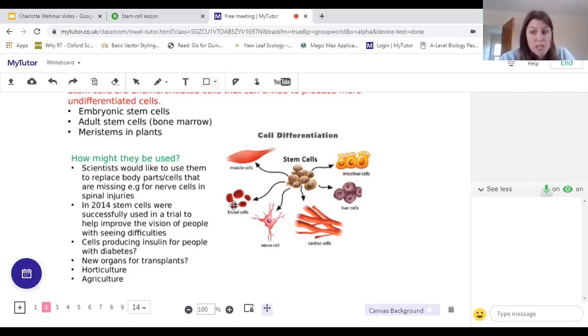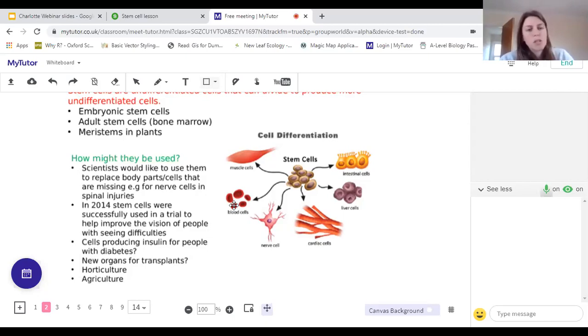So they've already been used quite successfully, but we're kind of at the stage where we're still testing for most things. So remember, a couple of weeks ago, I think we talked about developing drugs and how they go through a really rigorous testing process. Well, stem cells are kind of already in that process, but haven't made it out the other side yet.